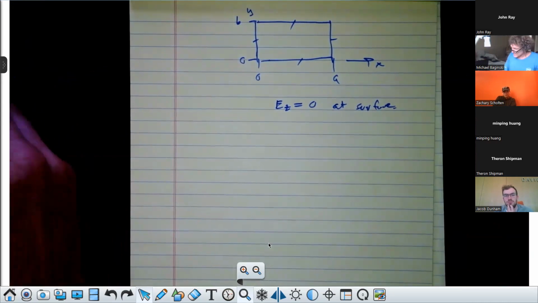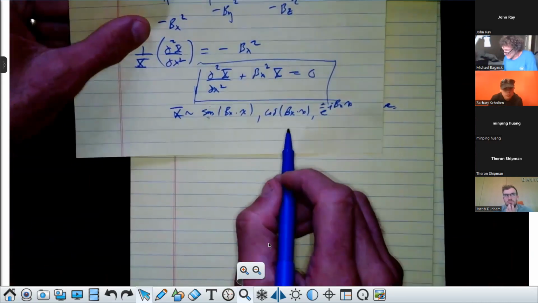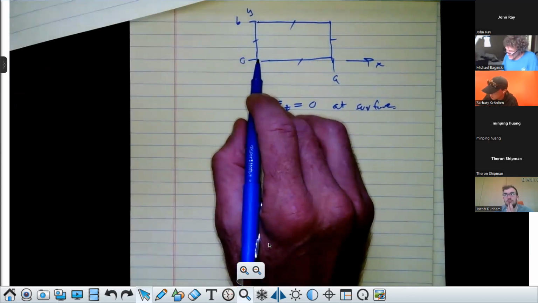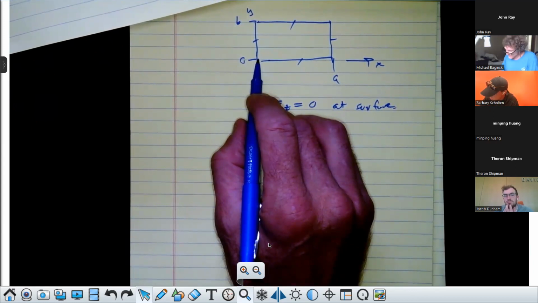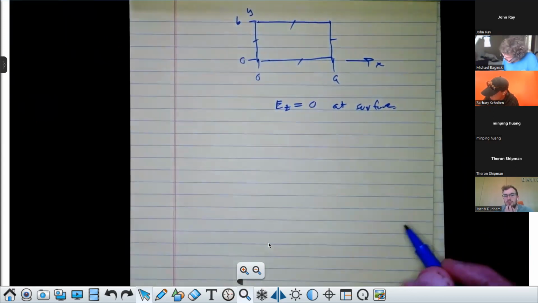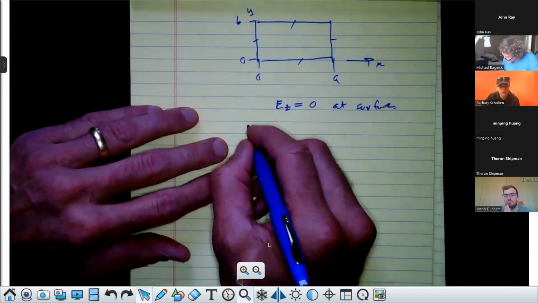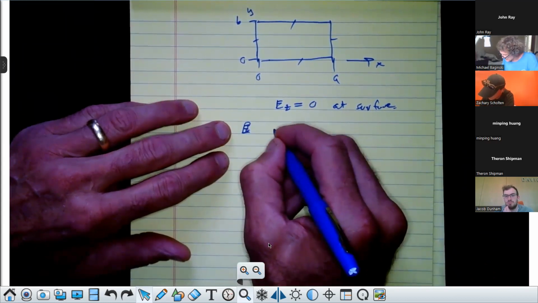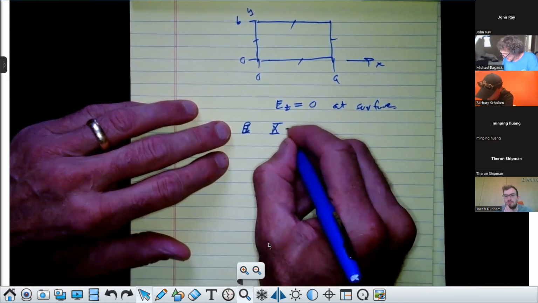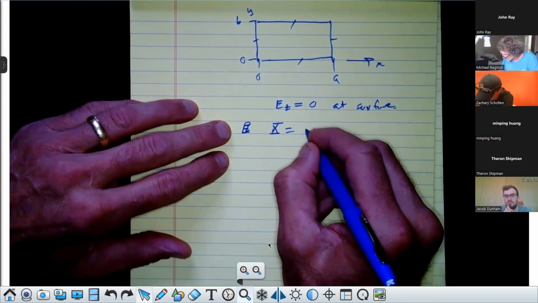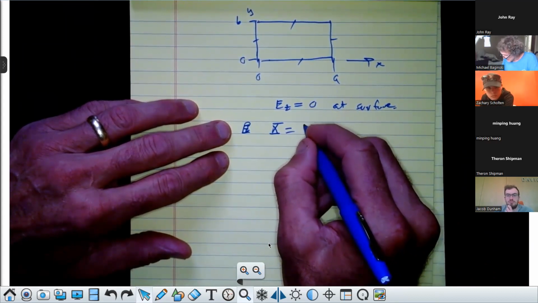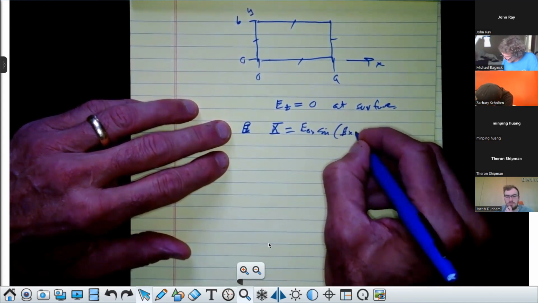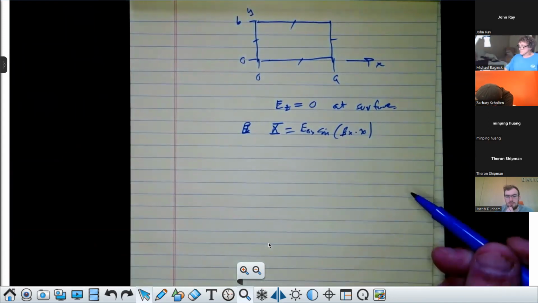Well, if you look at this, the cosine, when x is 0 right here, the cosine of 0 is 1. The cosine waveform can't do that. As a matter of fact, the only solution that makes sense is the sine. So that means the x variation will be equal to some magnitude, and you can just call it E naught x times the sine of beta x times x. Now that's going to be the form of the solution, but we're not quite done yet.